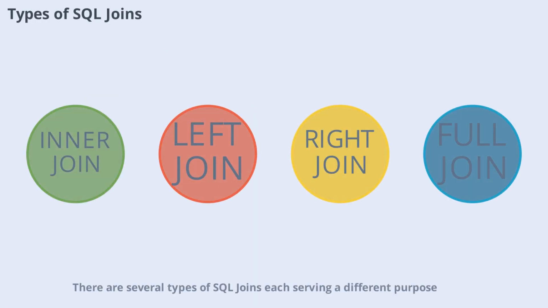There are several types of SQL joins, each serving a different purpose. The most common are inner join, left join, right join, and sometimes full join. Each type determines how rows from the tables are matched and what results you get. Understanding the differences between these joins is crucial for choosing the right one for your analysis. Let's break down each type and see how they work in practice.